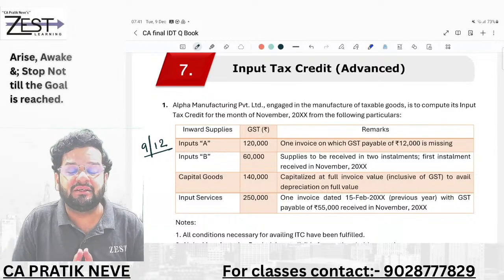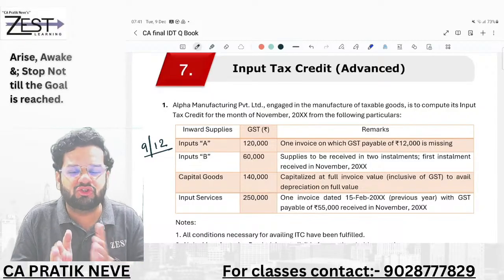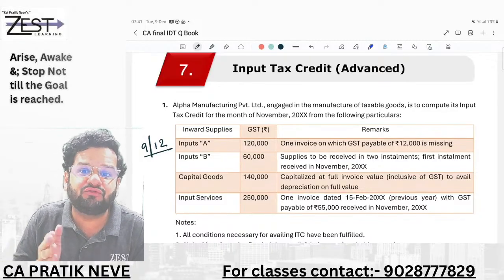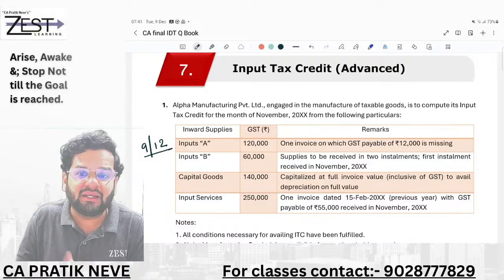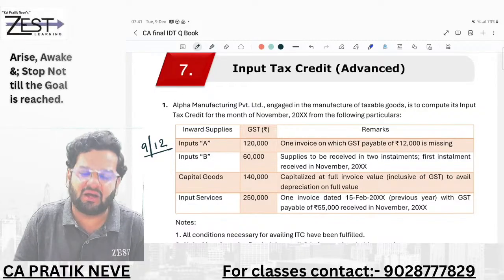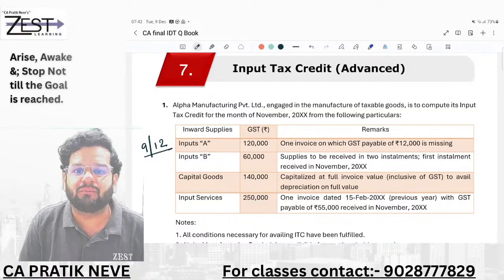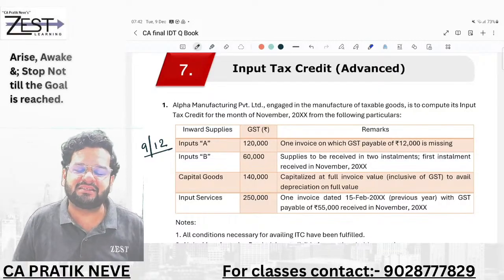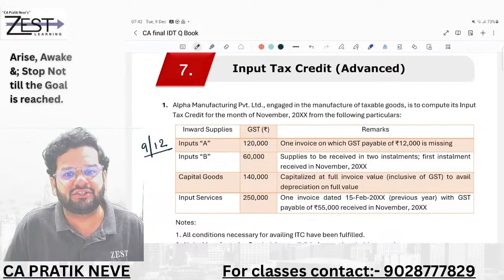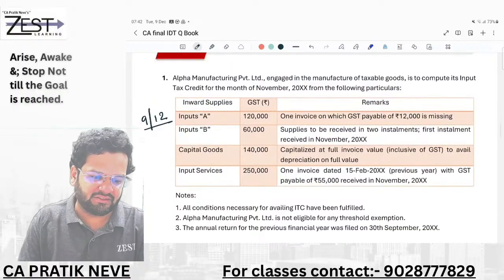Then friends, 17 is ITC apportionment and blocked credits. In short, those goods or services on which ITC is not available are given in 17.5, blocked credits. 18, ITC in special circumstances. We will discuss it now. After a few sums of 18, you will understand what exactly we are talking about. Okay, 19 is ITC in case of job work and 20 is ITC in case of input service distributor. So let's start with today's session, the formal sums solving.